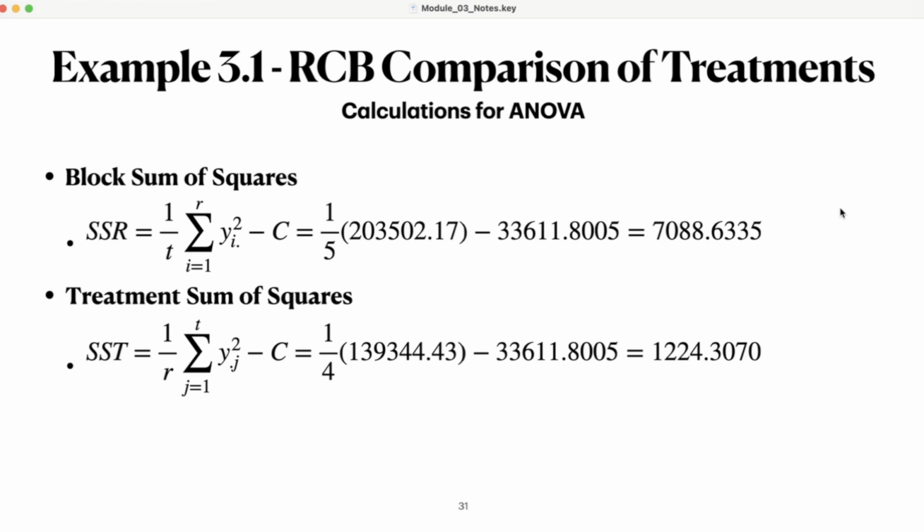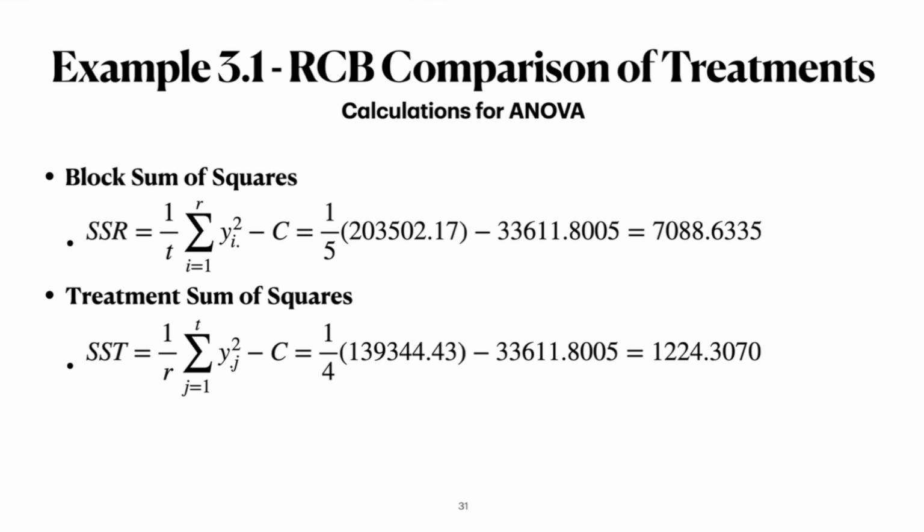Next, we calculate the block sum of squares, or the sum of squares due to blocks. To get this, notice that the index of summation is i, and in the context of this randomized complete block design, i corresponds to the blocks. So we're adding things up over blocks. What are we adding up? We're adding up the square of the block totals. Once we get that, we divide by the number of treatments.